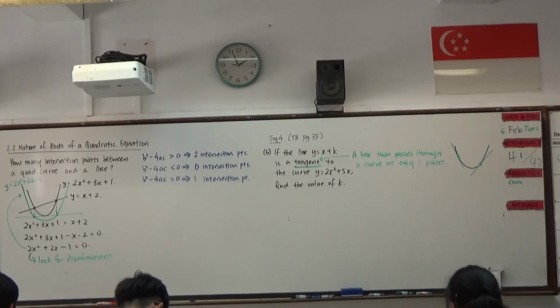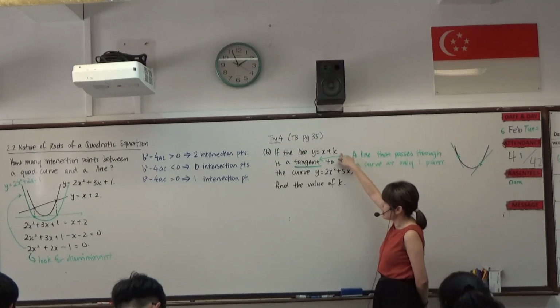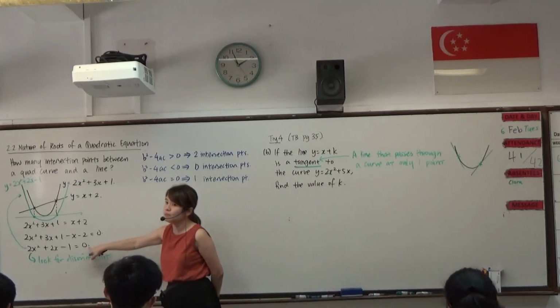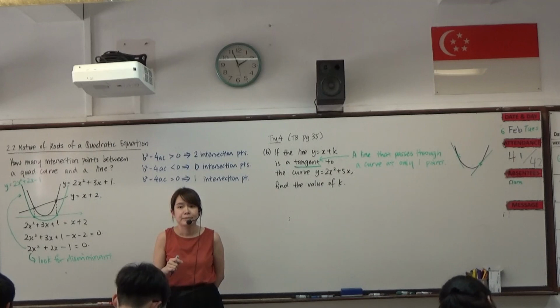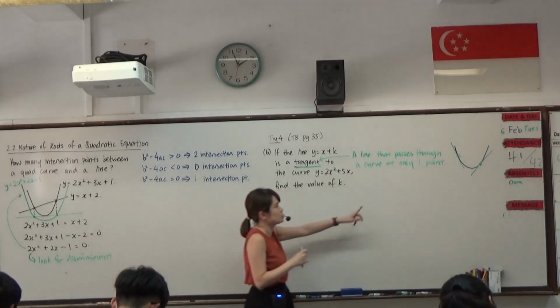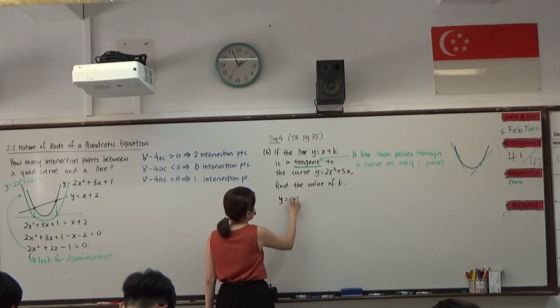With the understanding that it only passes through at one point, that means that when I equate this line and this curve to get a new equation, my discriminant should be what? My discriminant should be equal to 0, because it only passes through one point. So answer this.